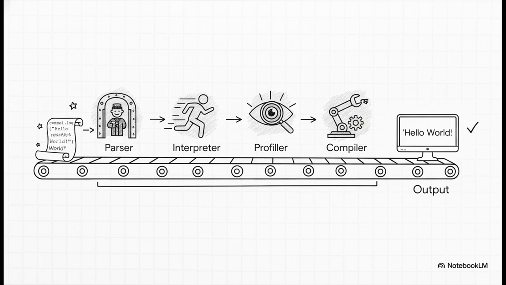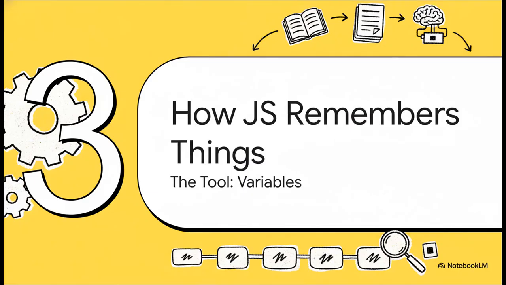Well, your code runs. When you type something as simple as console.log hello world, this entire team, the parser, the interpreter, the profiler, and the compiler, all work together in literal milliseconds to get that message to appear on your screen. It's amazing. Okay, so we've seen the engine and the team that makes it run.